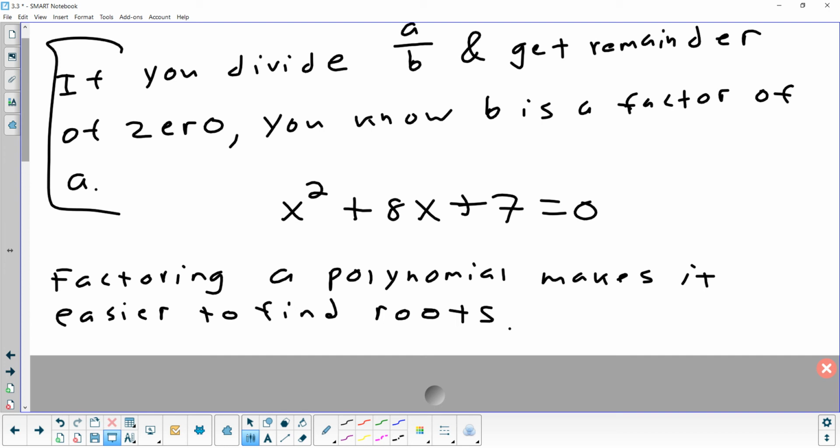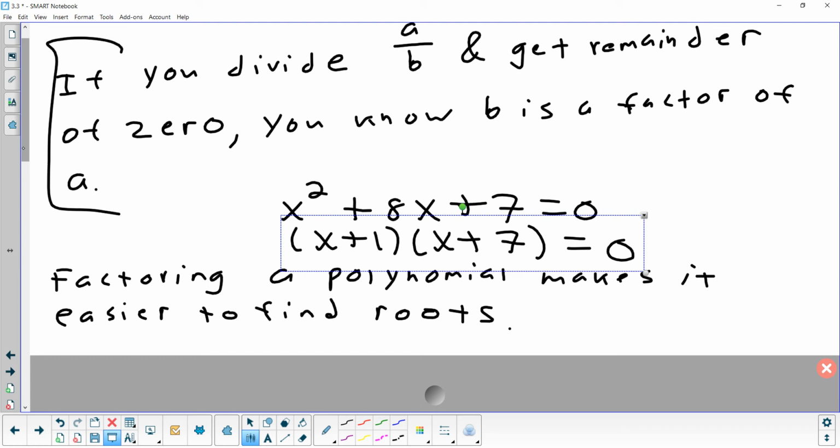I wrote the factored version. x plus 1, x plus 7. Now you can quickly see, oh, -1, -7. There's my 2 roots. So that's what factoring does. It makes it easy to find the roots. But not everything is always that easy to factor.